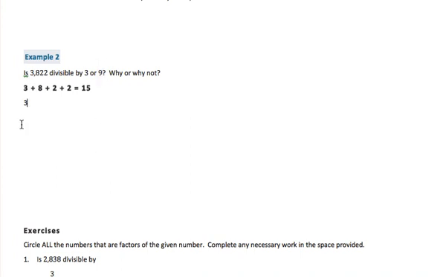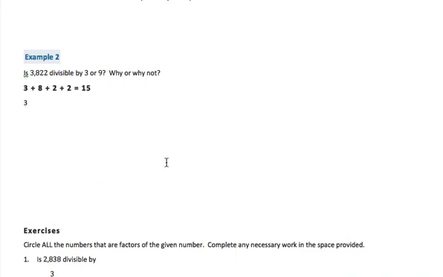One final question not printed. Is 3,822 divisible by 6? Yes, it would be divisible by 6 because 3,822 is even, which means it's divisible by 2, and we already determined that it's divisible by 3.